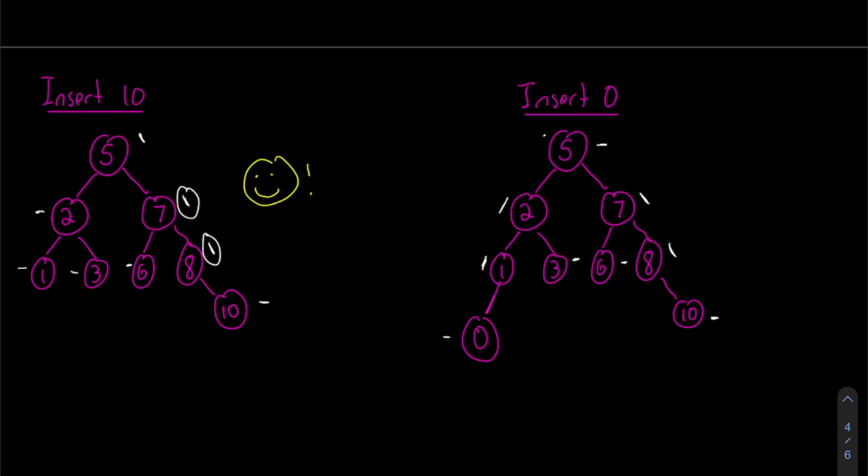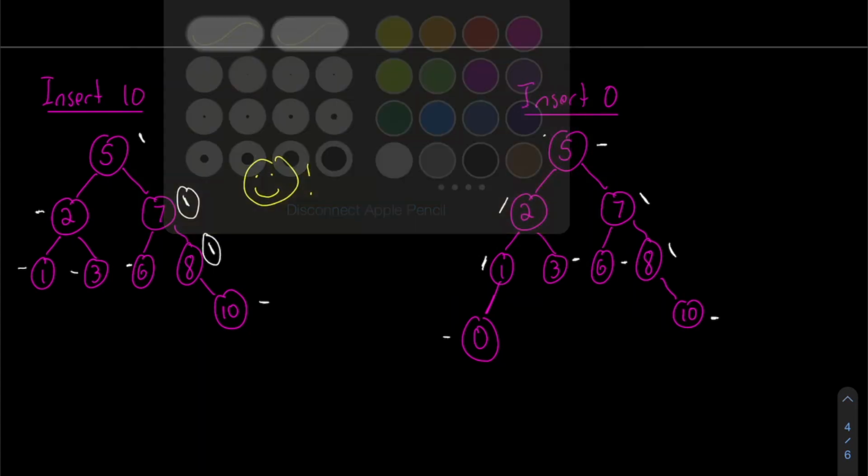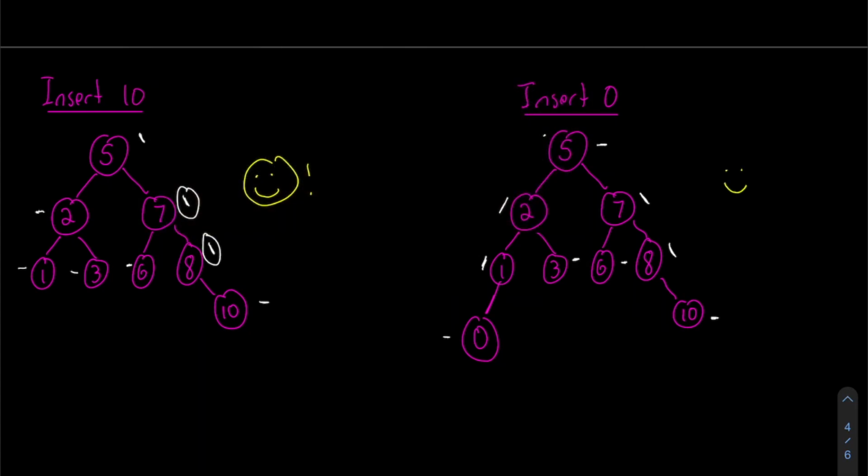But just because you have 2 of those notations in a row doesn't mean you have to actually rotate. Remember, it doesn't differ by height of more than 1 again, so you're actually good to go. You're chilling.